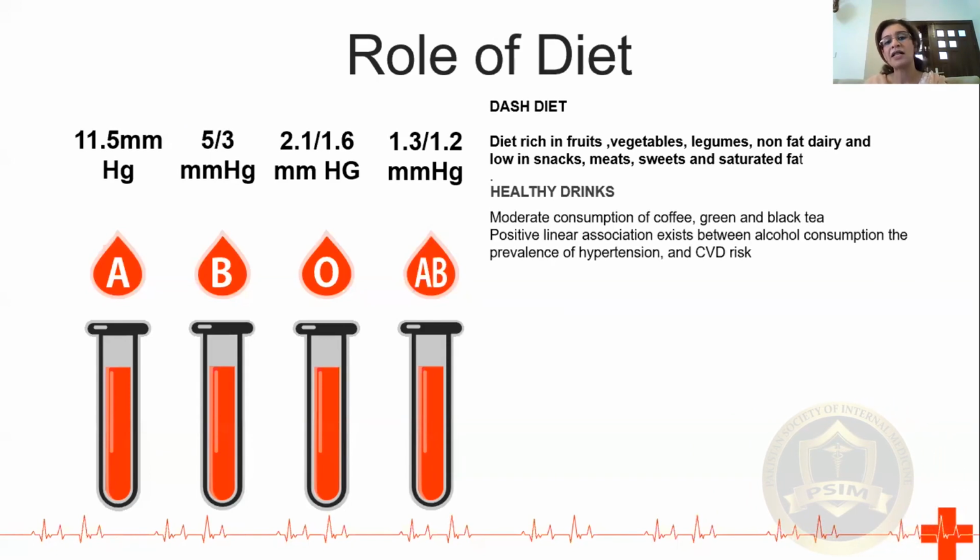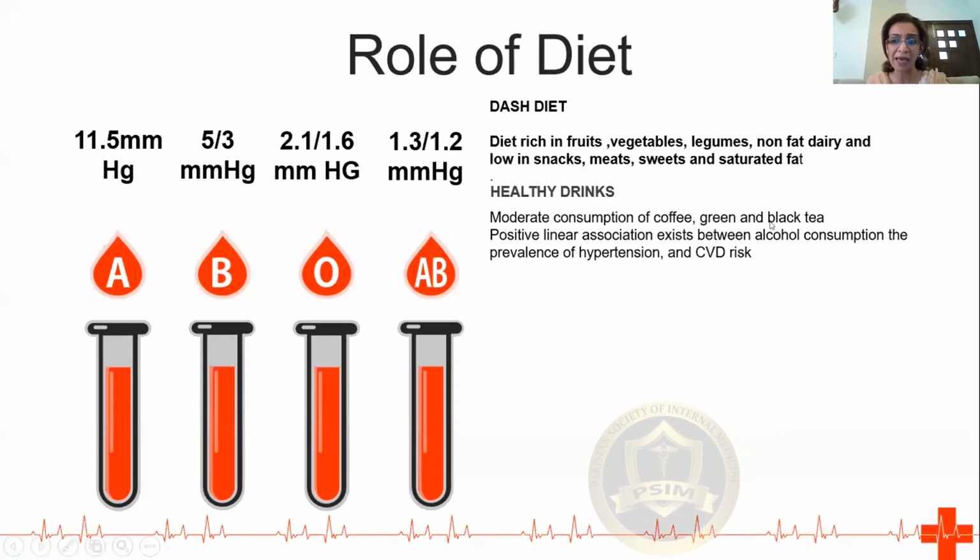Talking about healthy drinks, there is some data on the moderate consumption of coffee, green and black tea. I must remind you, however, that individuals who are not used to the intake of caffeine or coffee, once they start it, there might be an immediate rise in blood pressure. But those individuals who are generally used to the intake of coffee, it might have a beneficial effect. There is also a positive linear association between alcohol consumption and the prevalence of hypertension and cardiovascular risk.